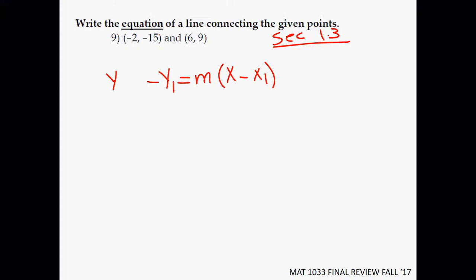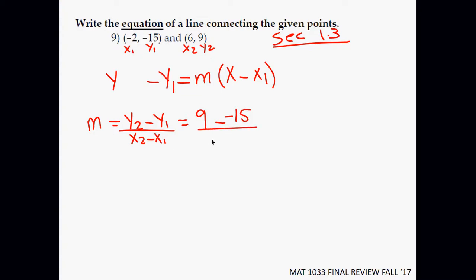We have y1 and x1, but we don't have m, so we have to use the slope formula, which is y2 minus y1 over x2 minus x1. Now, this one will be x1, y1, x2, y2. So if we plug it in, we will have 9 minus negative 15 over 6 minus negative 2. And this minus becomes positive. 9 plus 15 will be 24 over 8, which is 3. So my slope is 3.